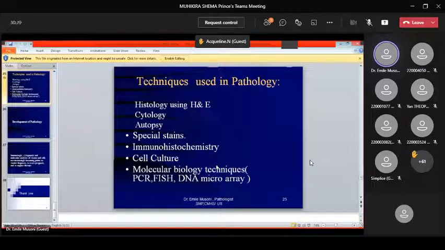So the techniques used in pathology, we have seen them. Routine staining using H&E, hematoxylin and eosin, for those who don't remember. Cytology, autopsy, some special stains, immunohistochemistry, cell culture, and molecular biology techniques. For example, PCR, polymerase chain reaction, fluorescence in situ hybridization, the DNA microarray and others. Those techniques of molecular biology are also used in pathology.